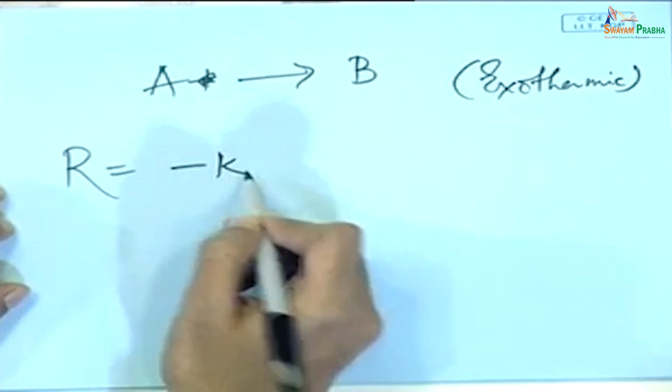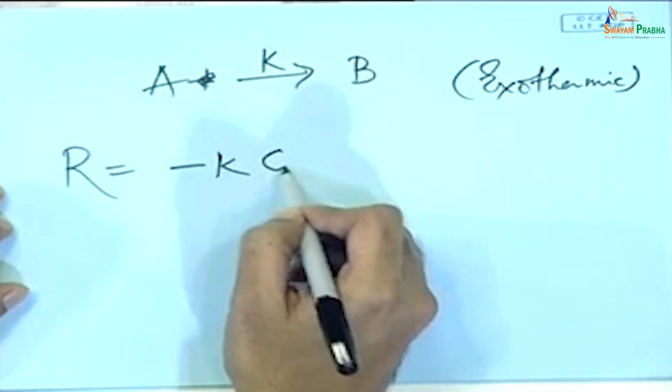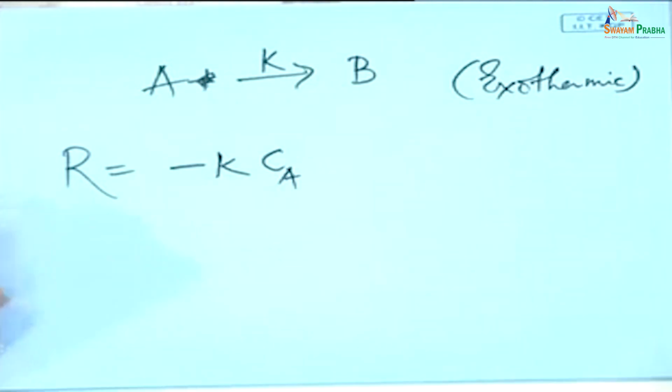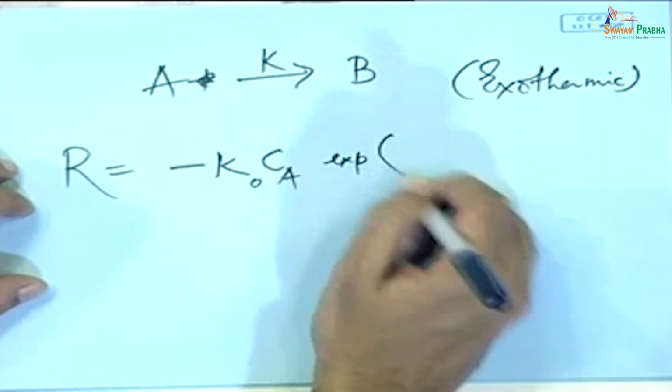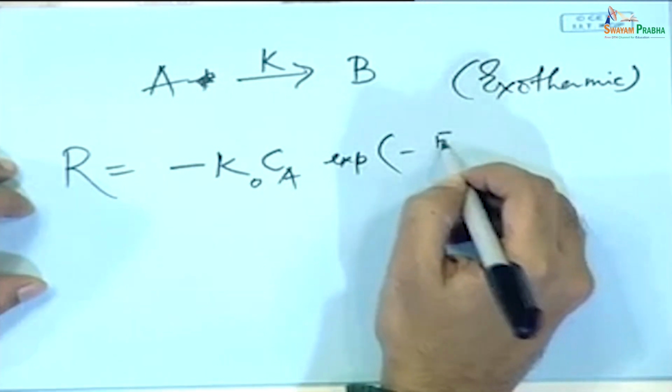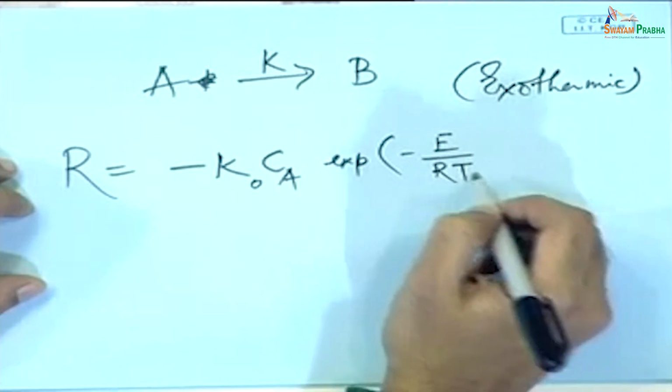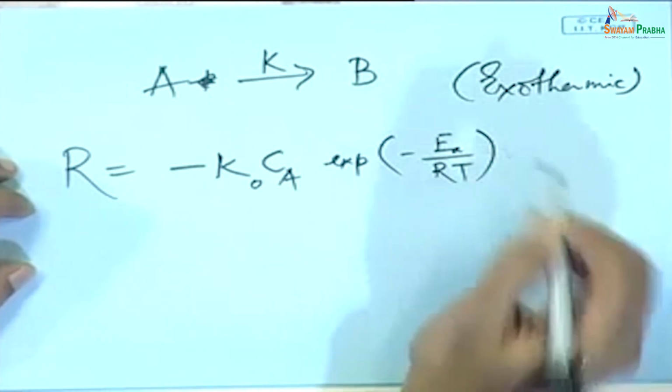Minus K into, so let's call this K into Ca. That's it. First order, yeah, but exothermic, what is the reaction rate? K naught into exponential minus, right.